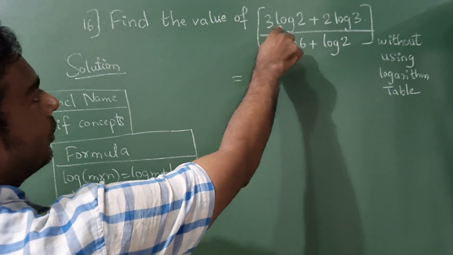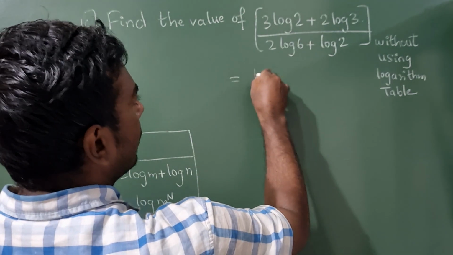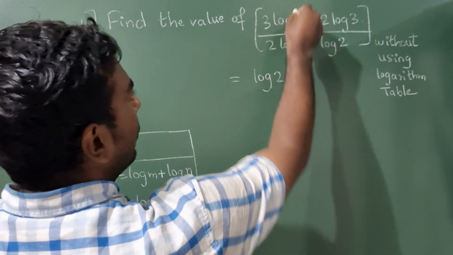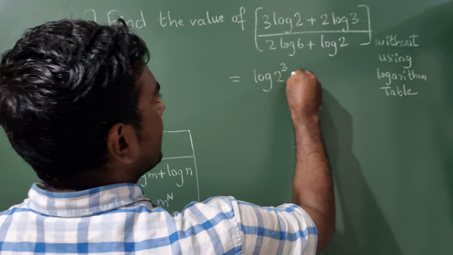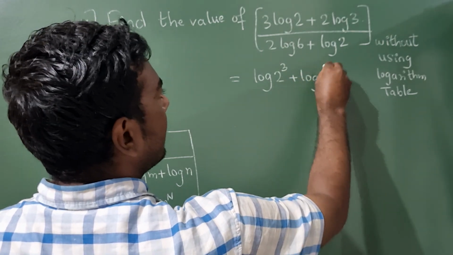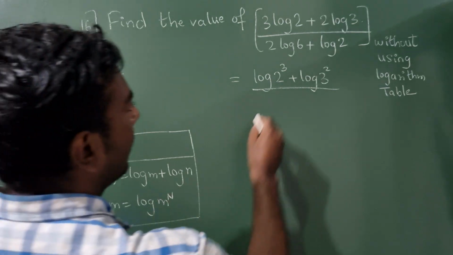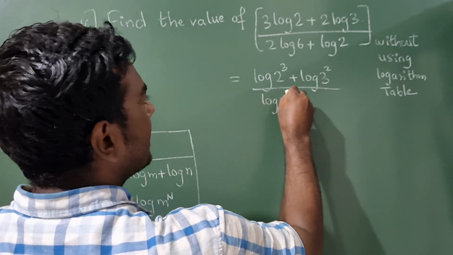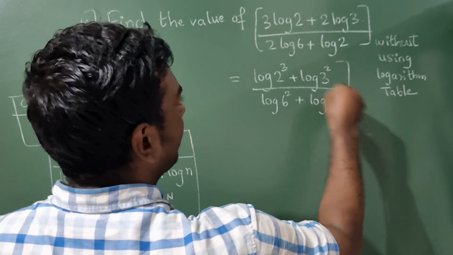For the numerator part, you should use the second formula, that is log 2 raised to 3, you can see here, plus log 3 raised to 2. The denominator part also you should solve by the second formula, log 6 raised to 2 plus log 2.